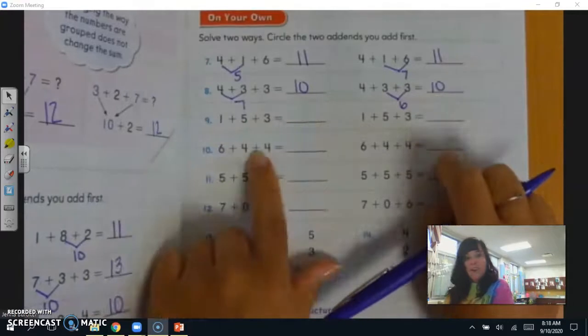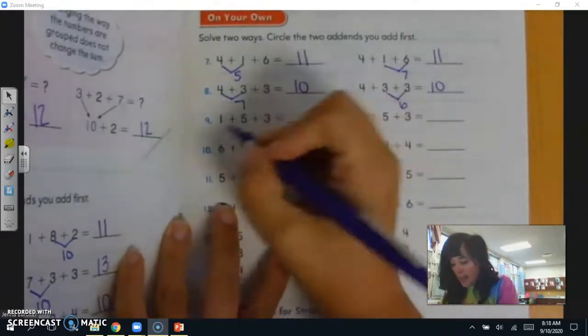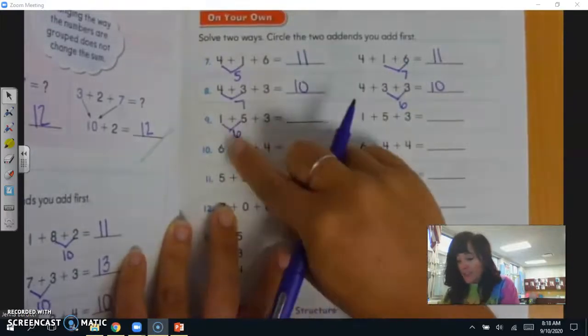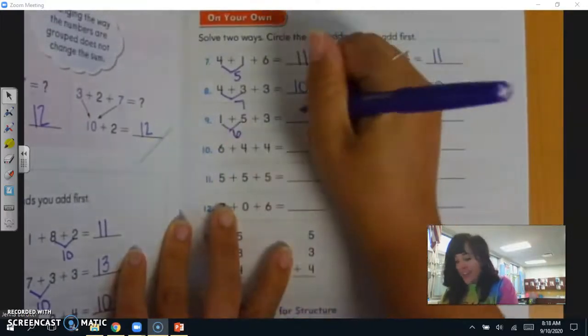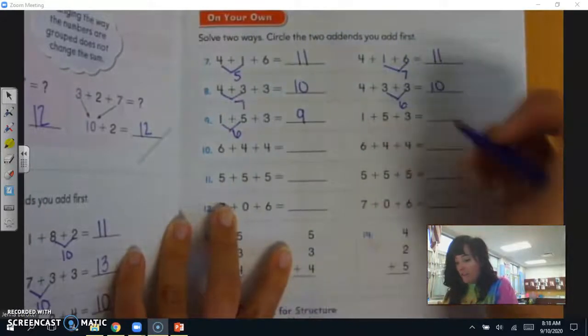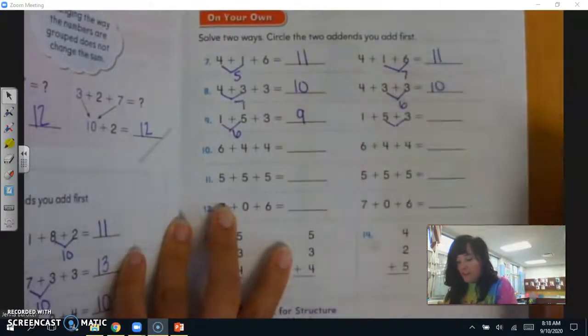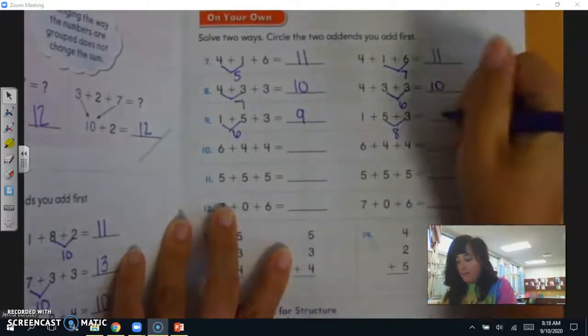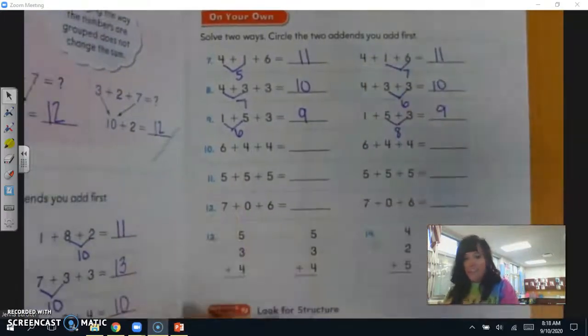Answers match. All right, number 9. We could do 1 plus 5. That should be pretty easy, right? 1 plus 5 equals 6. 6 plus 3, 9. Okay, let's do 5 plus 3 first. 5 plus 3 equals 8. 8 plus 1, 9. Easy. Okay, moving on.